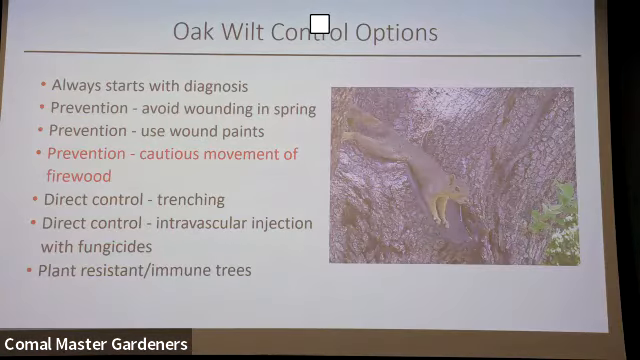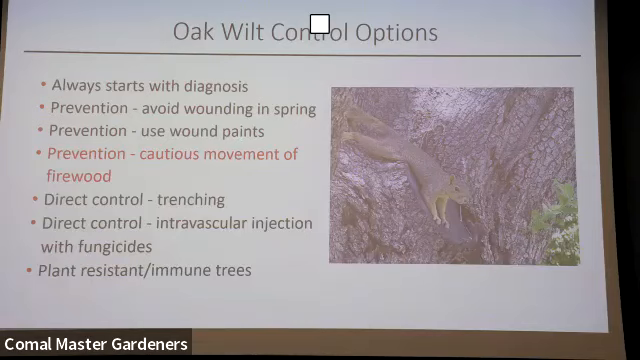Okay, cautious movement of firewood. Here's a squirrel that helped us out one day. You can see we actually painted that wound right there, and the next day we came out, and for some reason the thing just loved that place to lay right there. It's just like it was waiting to get this picture taken.